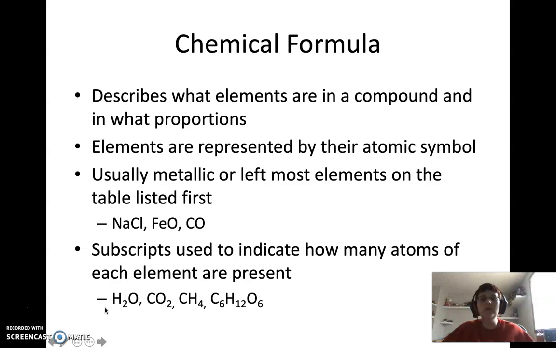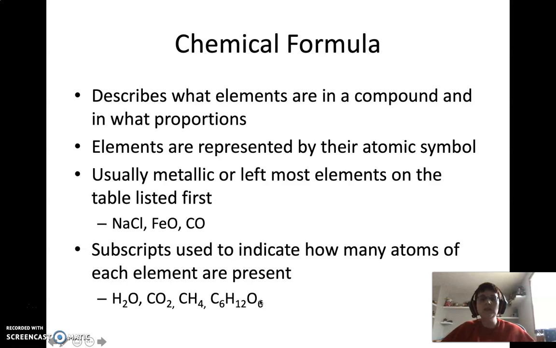However, if it's more than 1, then it gets a subscript. For example, this is why it's H2O: hydrogen, and you get 2 of those, and 1 oxygen. Carbon dioxide, we've got 2 oxygens. Methane, the one we saw for chemical change, has 4 hydrogens. And this one right here is a sugar: 6 carbons, 12 hydrogens, and 6 oxygens.